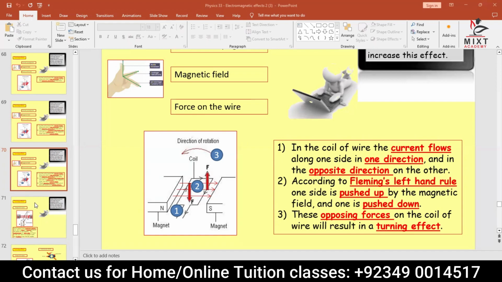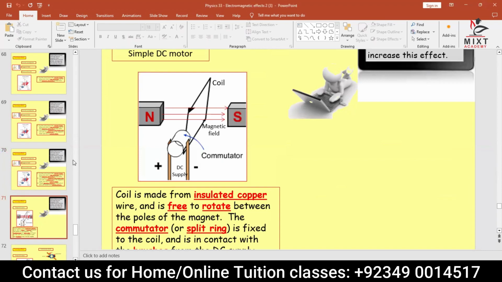Now let's move back to our motor. I want you to put a heading: simple DC motor. My question is, what is the job of a DC motor? What does it do? Yes, who will tell me what a motor does? What is the job of a motor?